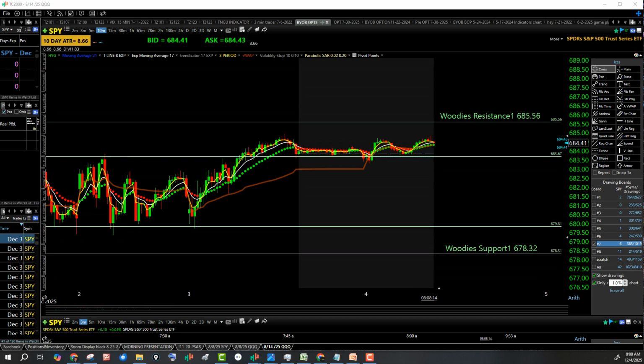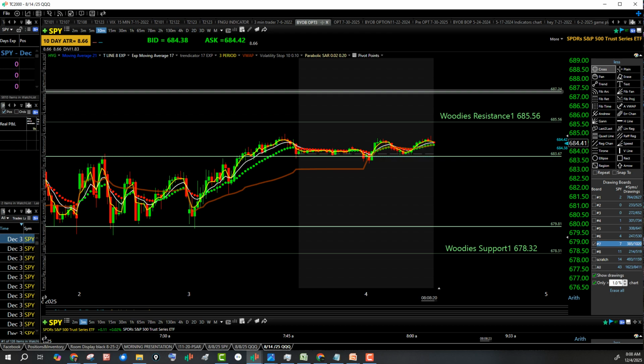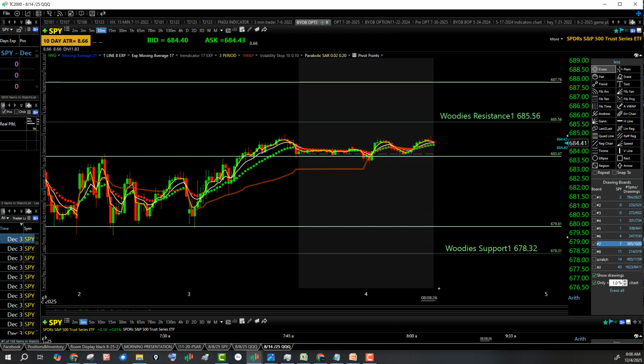So what I'm expecting is to form another channel, right up here, right around maybe 688, down to 684. That's what I'm hoping will happen. We'll see. We still haven't breached Woody's resistance here, 685.56. Got to get up over that first.